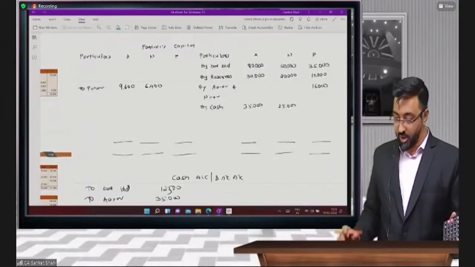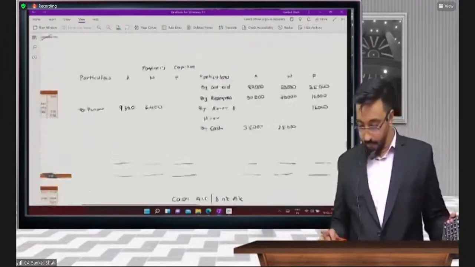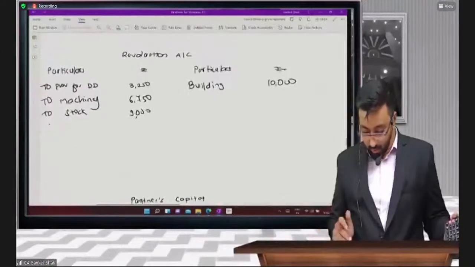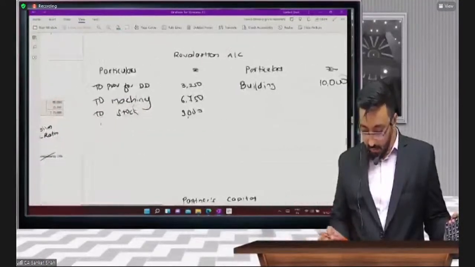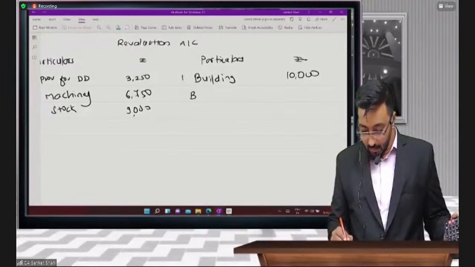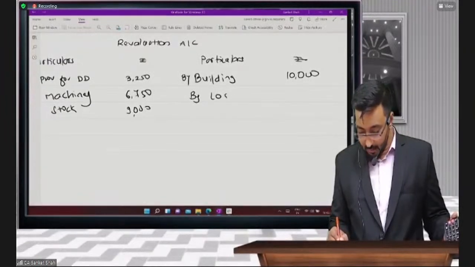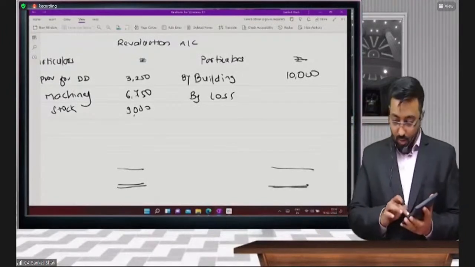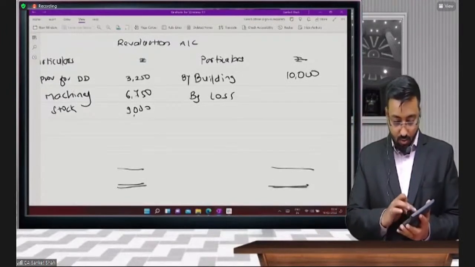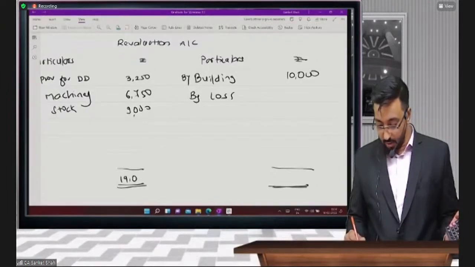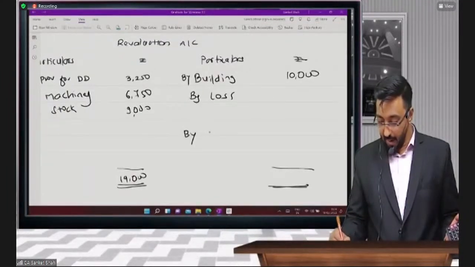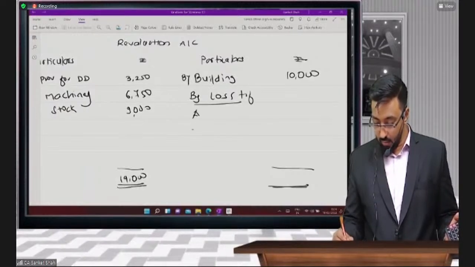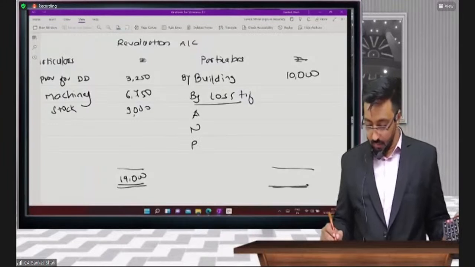So by cash and revaluation loss now we have to distribute. So Nirav has to pay immediately. So first we'll close by loss, 3250 plus 6750 plus 9,000. So loss is 19,000. By loss transferred, Arav, Nirav, Purav in their old ratio.